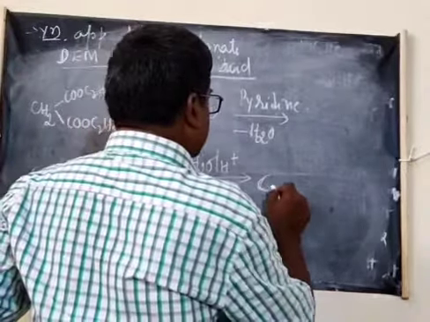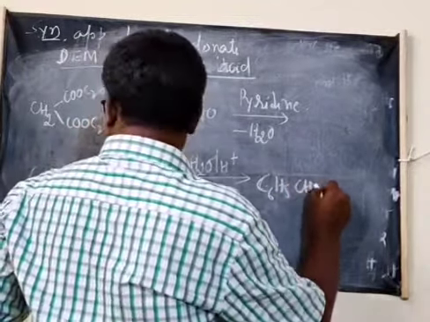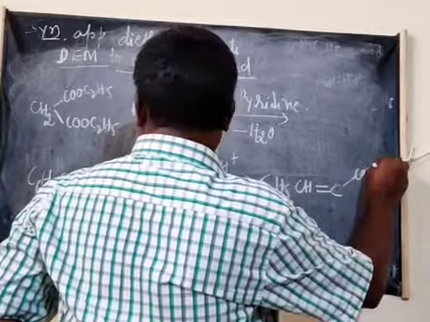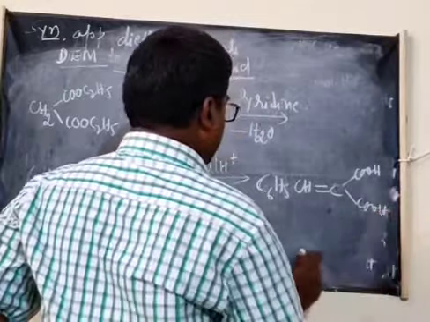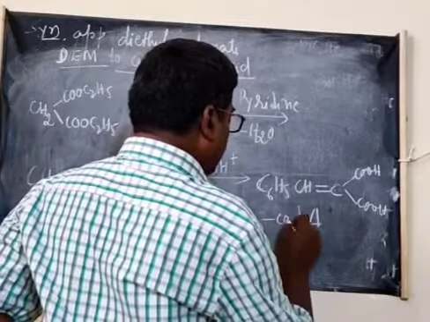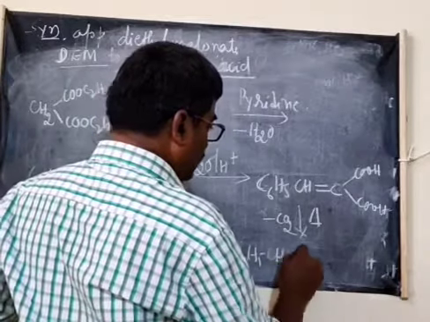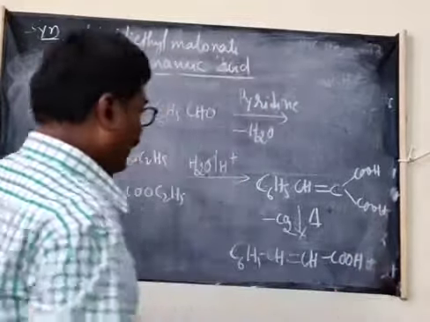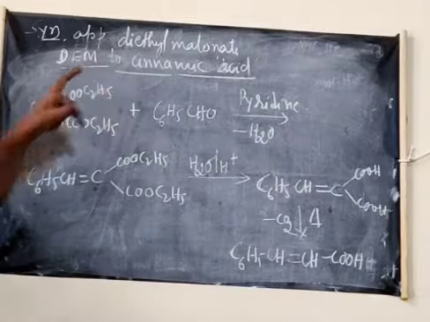forms C6H5CH double bond C(COOH)2. This on heating eliminates one molecule of carbon dioxide, so forms C6H5CH double bond CHCOOH, cinnamic acid. So this is about the conversion of DEM to cinnamic acid.